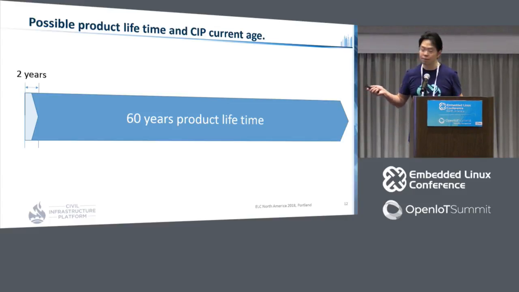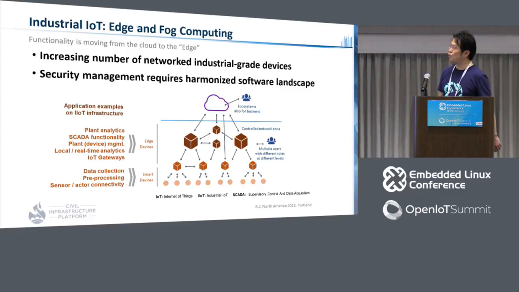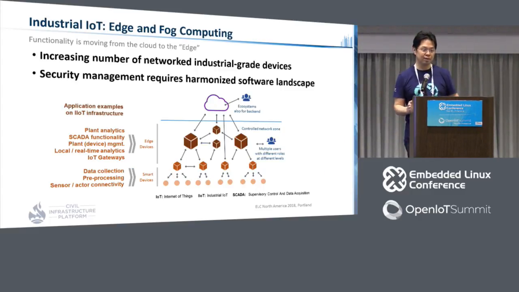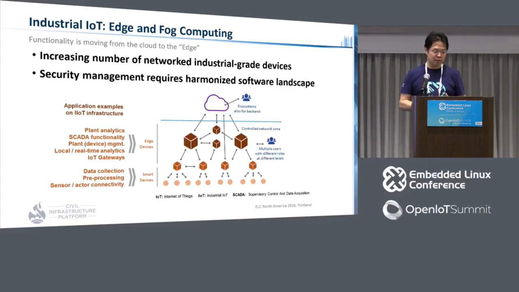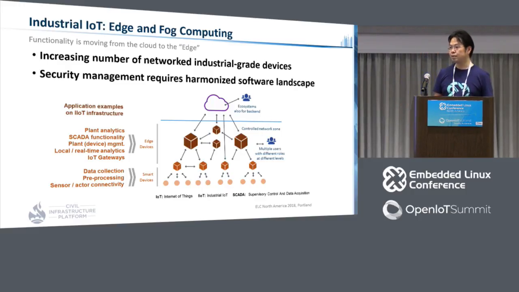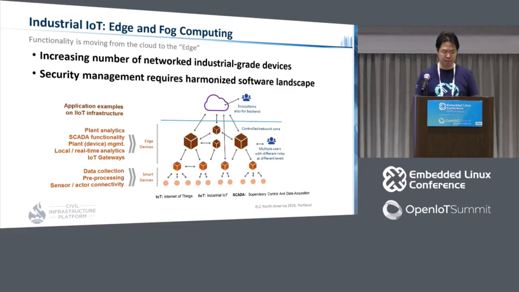So during this product lifetime, things change a lot. One typical example is IoT. IoT means many things connected to the network to optimize our life. And industrial IoT is a similar concept. In the industrial area, many kinds of things are connected to the network to keep our infrastructures running. And this kind of system needs industrial-grade devices, quality, and also security management. So it has to be secure enough to continue to provide services.